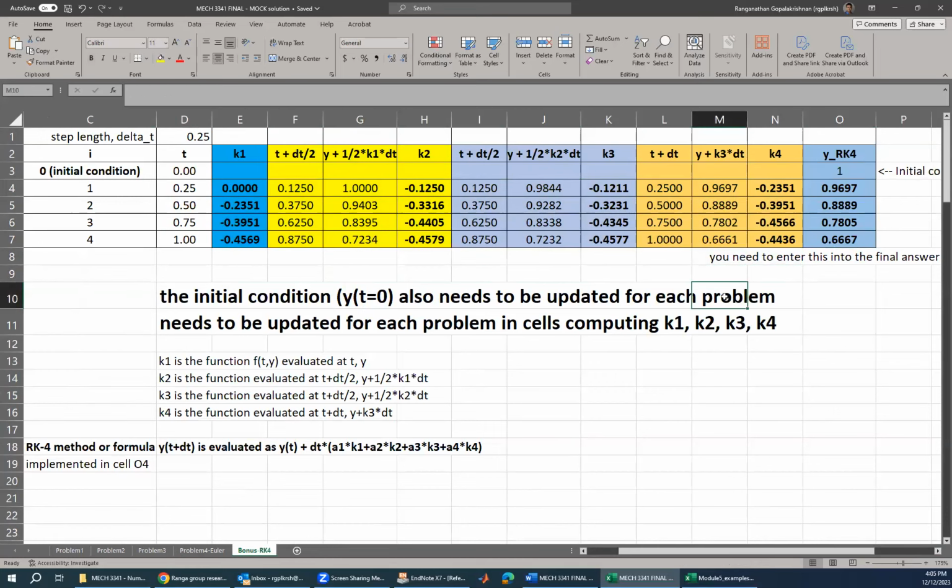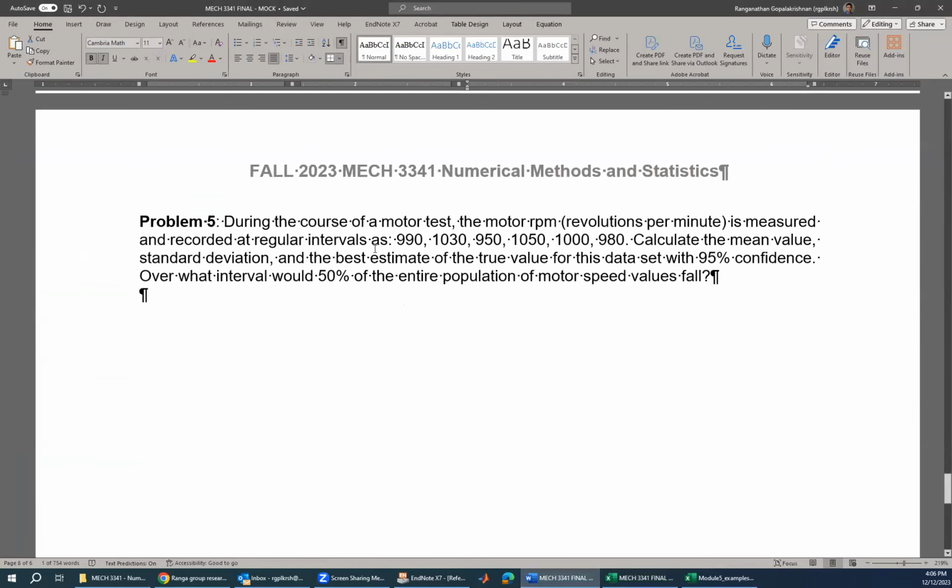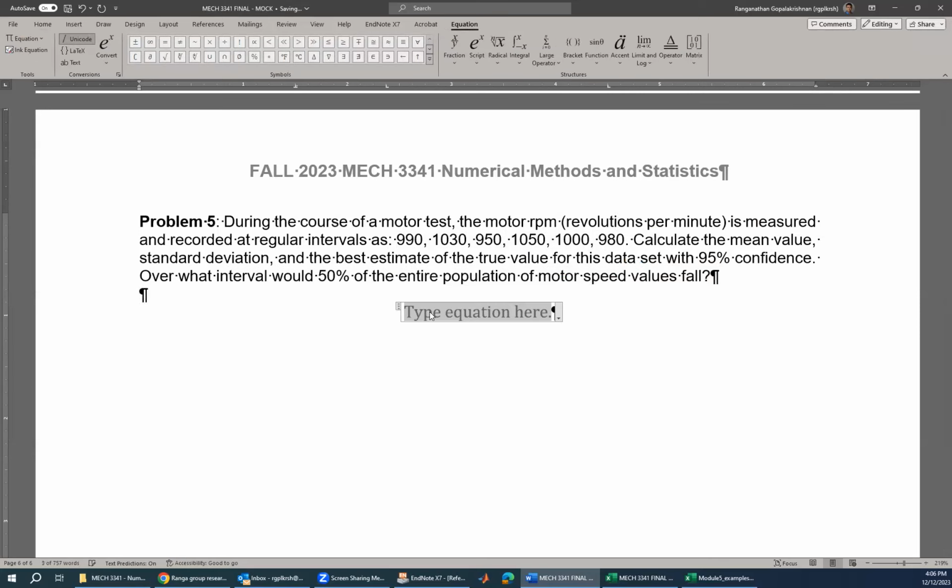That's all. Okay. So if we have time, we'll come back and do another example, but let me move on to problem 5, which is related to statistics. During the course of a motor test, the RPM is measured and recorded at intervals as these 6 numbers, 990 and so on. Calculate the mean value, standard deviation, best estimate of the true value for this data set at 95% confidence. Over what interval would 50% of the entire population of motor speed values fall? Okay, so let me just directly solve it here.